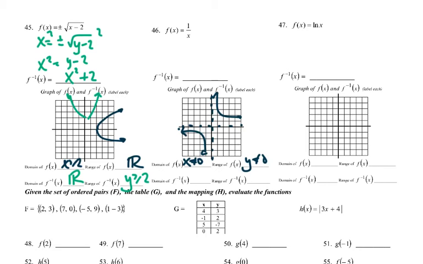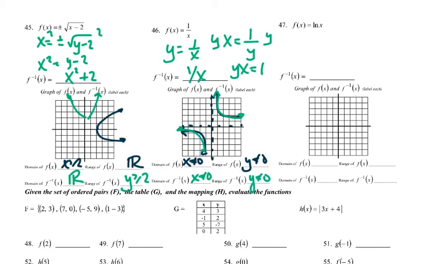Now here's the interesting thing. Y equals 1 over x. When I switch it, x equals 1 over y. When I solve this for y, I'm going to get y equals 1 over x again. So not every rational is its own inverse, but if it's just 1 over x, it's actually its own inverse.